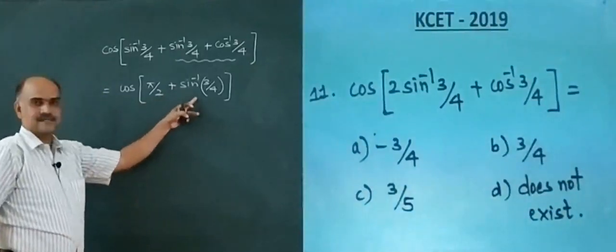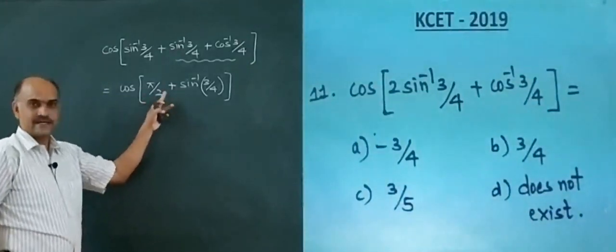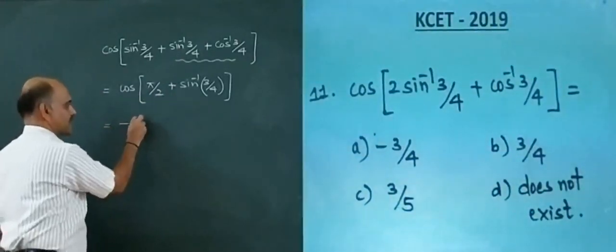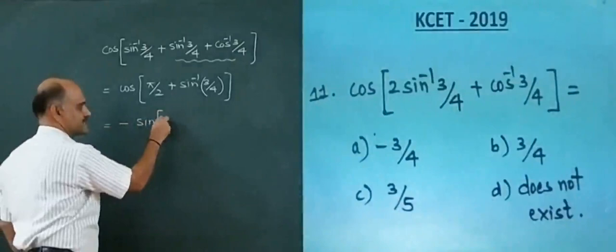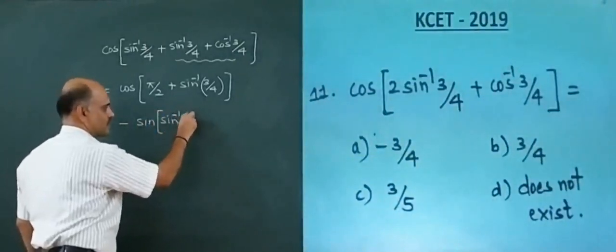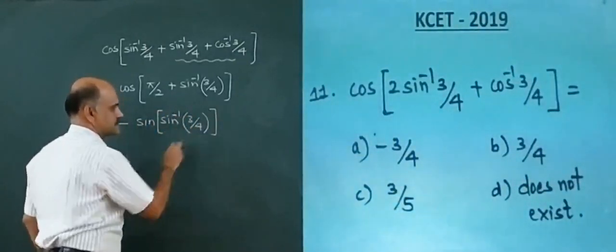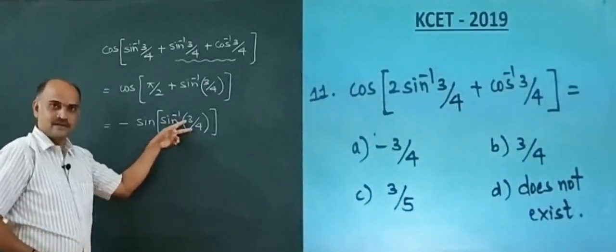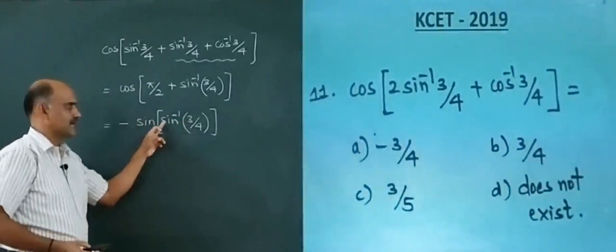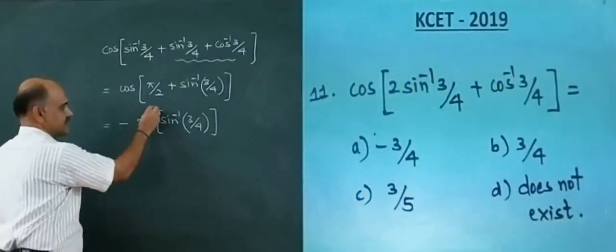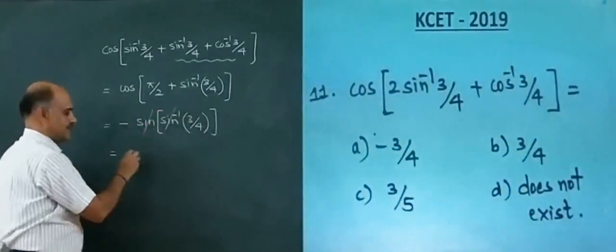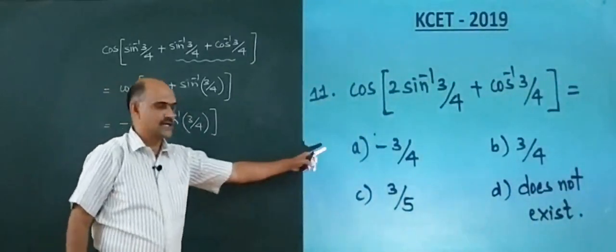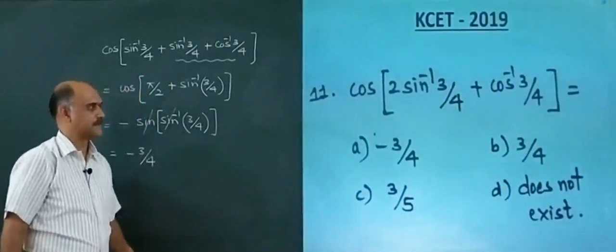Cos 90 plus theta is minus sin theta. So minus sin of sin inverse 3 by 4. Now this value is less than 1, means it's possible. So sin and sin inverse get cancelled. You will have answer minus 3 by 4. So option is A, that is the first one.